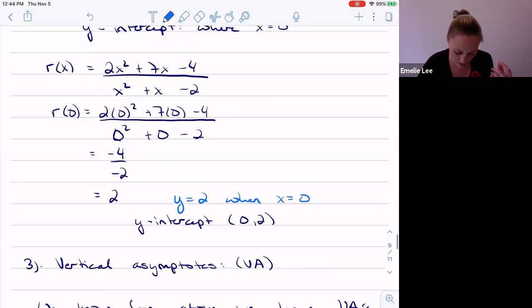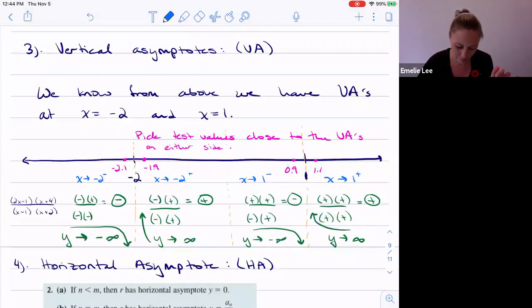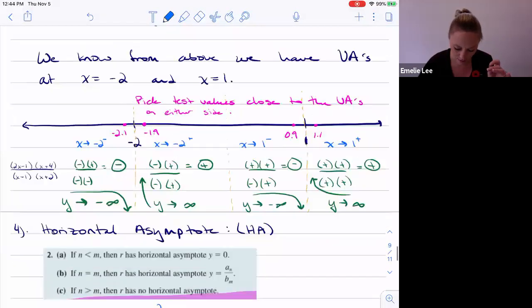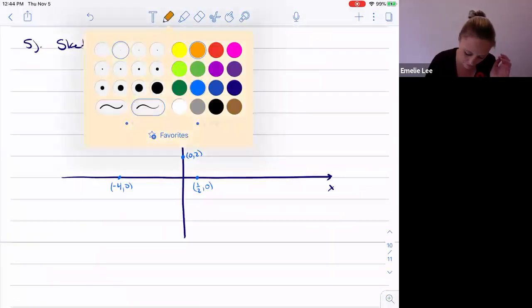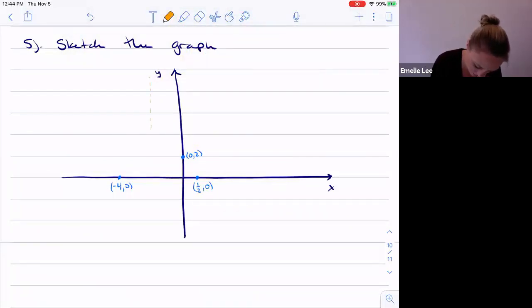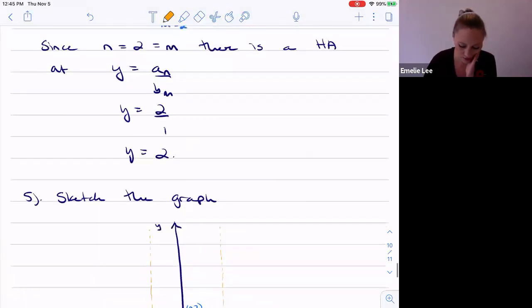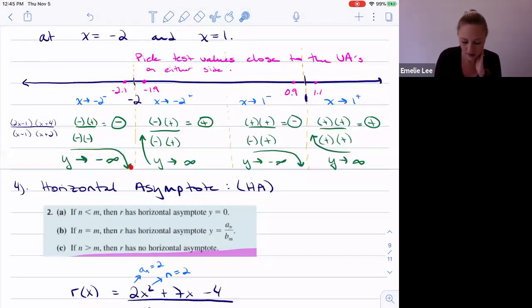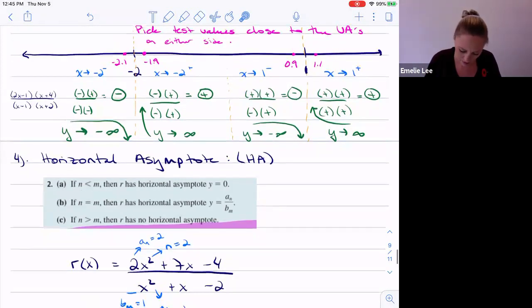Then after our intercepts, we dealt with the vertical asymptotes. We have a vertical asymptote at -2 and 1. So I'm going to just dot my lines there. -2 would be somewhere around here. And 1, right? They're my vertical asymptotes. I also figured out the behavior of these things as I approach the vertical asymptote. So it's going to look kind of like this.